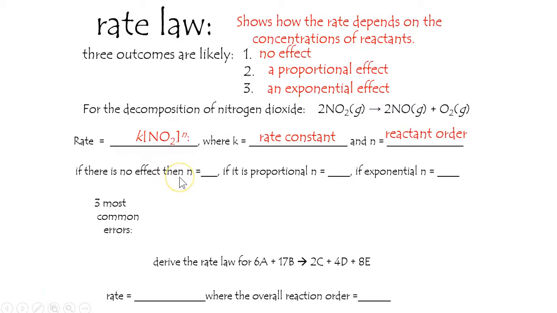If we had no effect, n is 0, and in fact the rate would just be equal to k, since anything to the 0th power is 1. If it's proportional, we put a 1 there. If it's exponential, it might be a 2, a 3, etc.